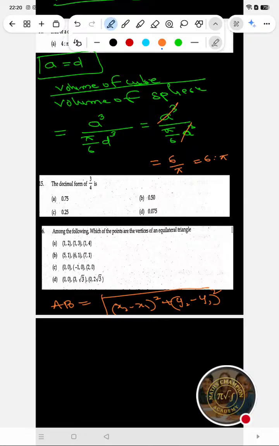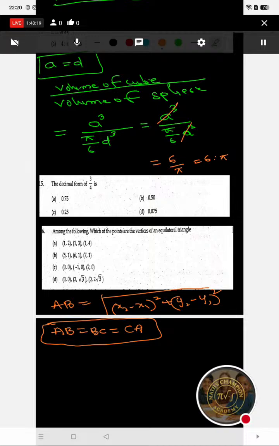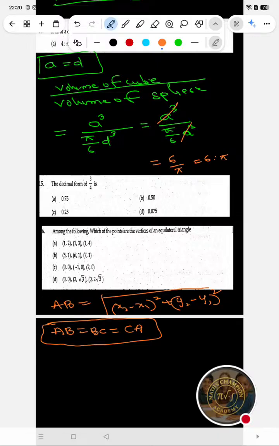Three points are given, so first find, for an equilateral triangle all three sides are equal. AB is equal to BC is equal to CA, then only it will become an equilateral triangle. You have to satisfy this equation. First find the AB distance, then find the BC distance, then find the CA distance.